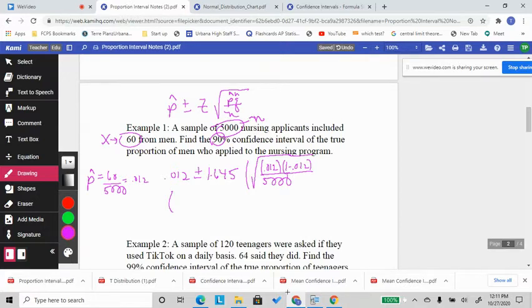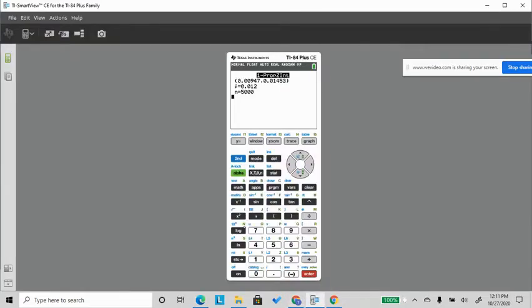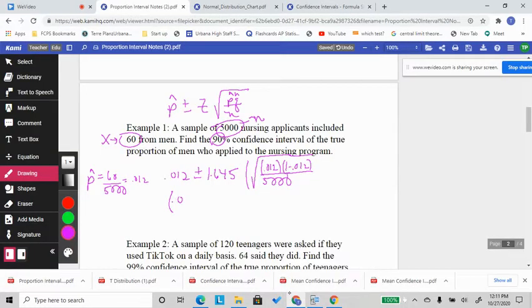Okay, so then I need to go back to my calculator. I forgot my answer. 0.0095 to 0.0145. Okay, so we had just calculated our 90% confidence interval.